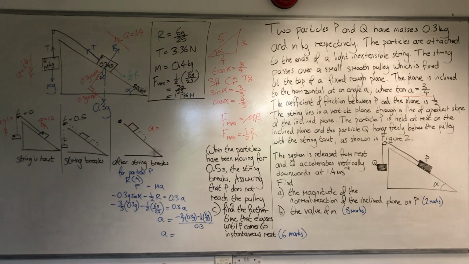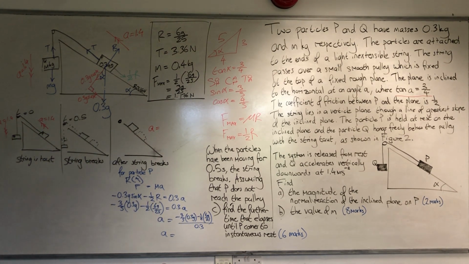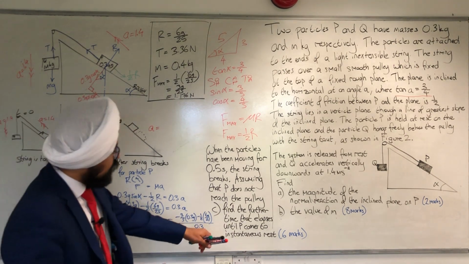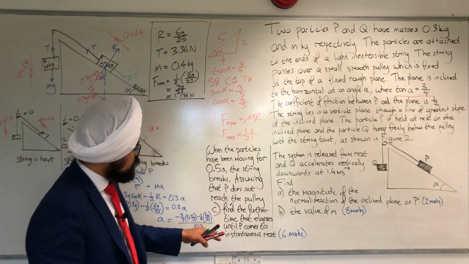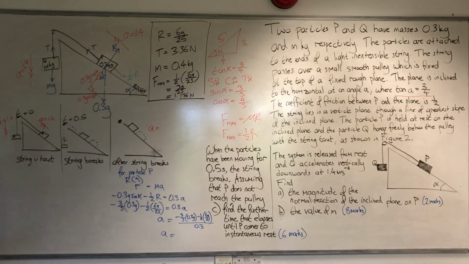Once you know what your new A is, then you've got something to work with. Okay, so we can deal with that in a moment. But that's very, very important. You need to work out what your new acceleration is. Then the reason why I'm saying that is because to work out when this particle P comes to instantaneous rest, you're going to have to use SUVAT. But you will have to use it at different stages of this problem.